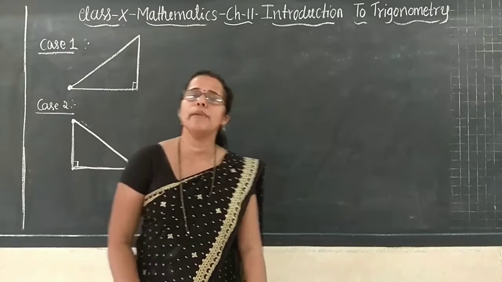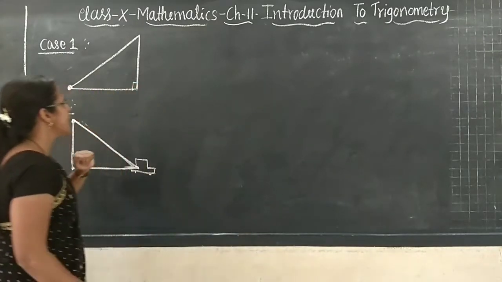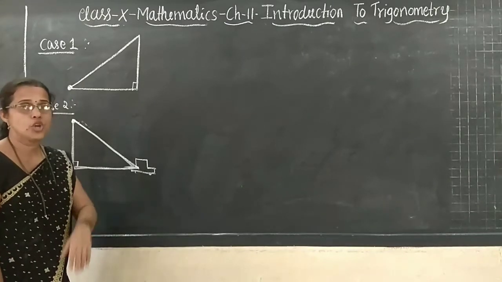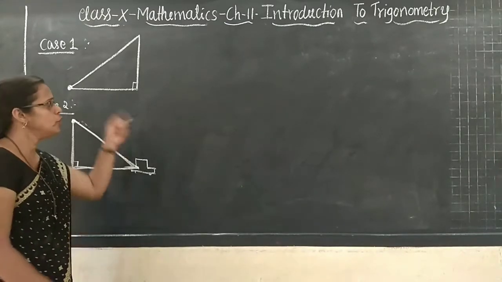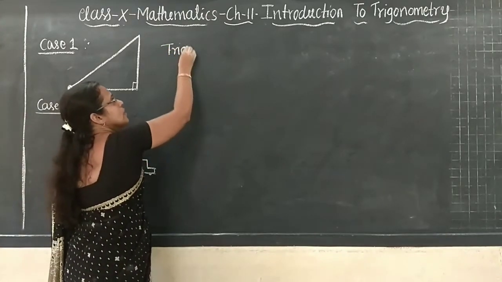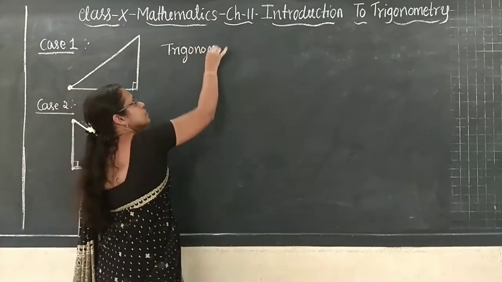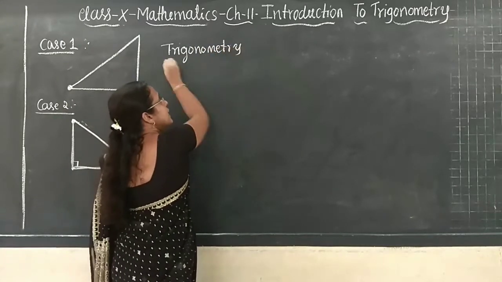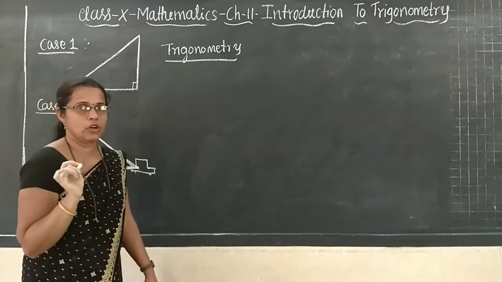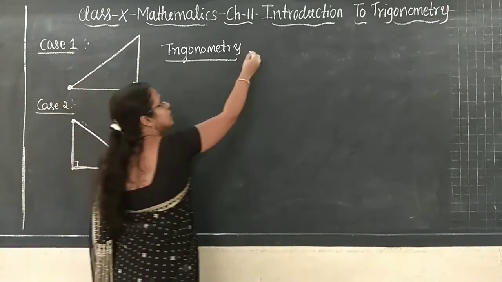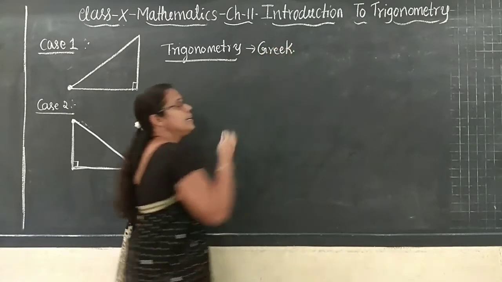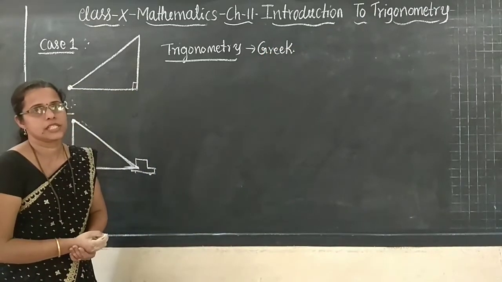So what is trigonometry then? As I said, height and distance we can find. So it's a branch of mathematics. Then what do you mean by it? What is trigonometry then? Okay, trigonometry is derived from Greek word. So what is the meaning of this?